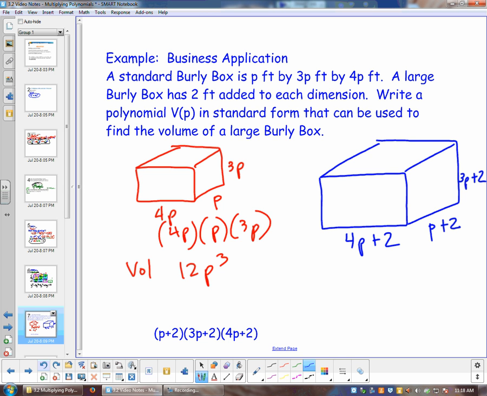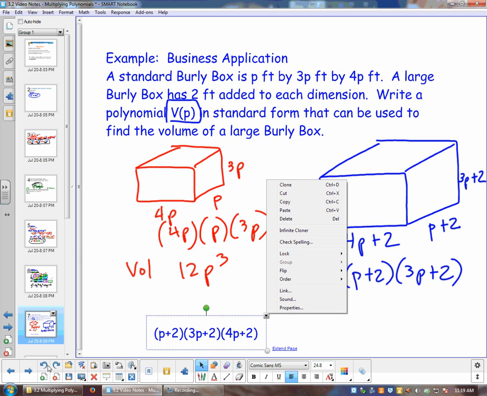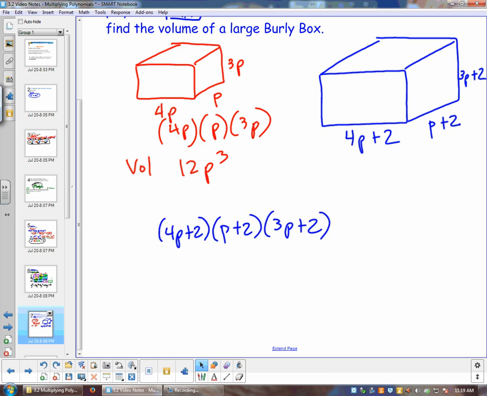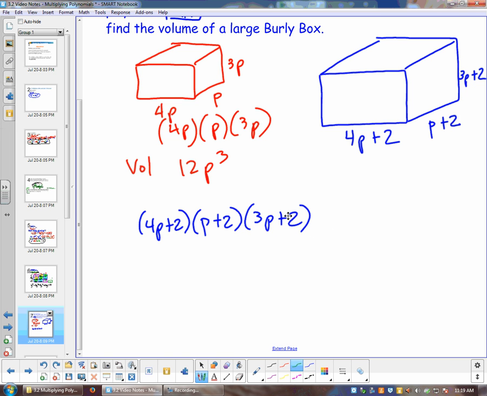So if we want to write a polynomial v of p, kind of like f of x, in standard form that can be used to find the volume of the large Burley box, then we would really need to multiply 4p plus 2 times p plus 2 times 3p plus 2. All right, which is what we have written here. So at this point, we are multiplying these all together. I would suggest that we multiply these two right here first. And let's just use FOIL to multiply those.